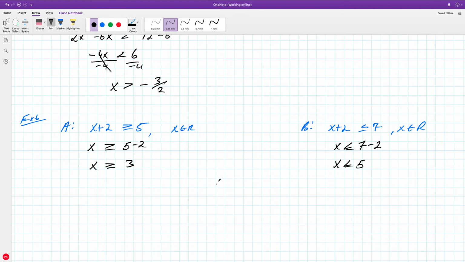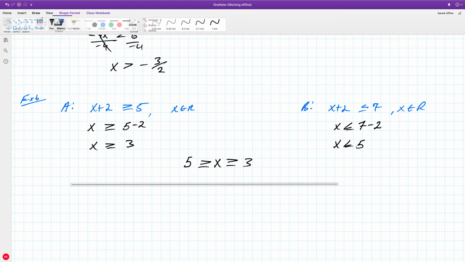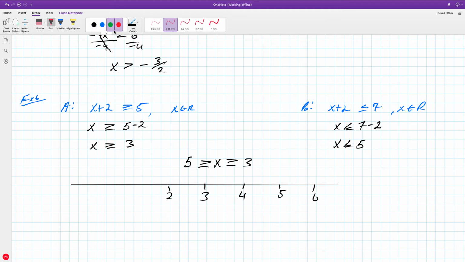So x in the middle, greater than or equal to 3 and less than or equal to 5. It's not really that important, as long as you get your graph right. So you're going to put 5 up here, then 4, 3, put 2, put 6, just to make it look a bit better. Right, are we putting dots or are we shading it in? Shading it in. Are we including 5 and 3? We are. You have the equal to sign underneath.